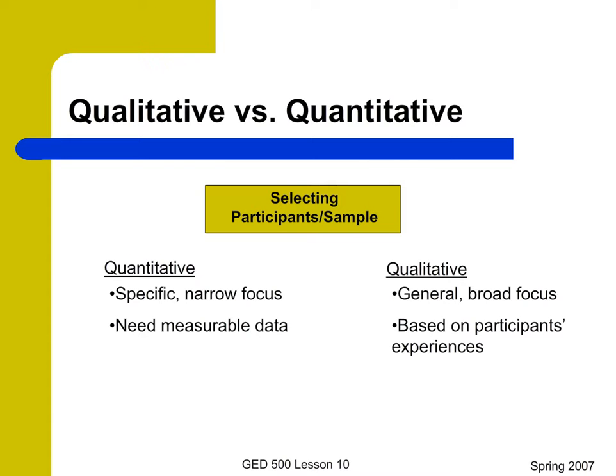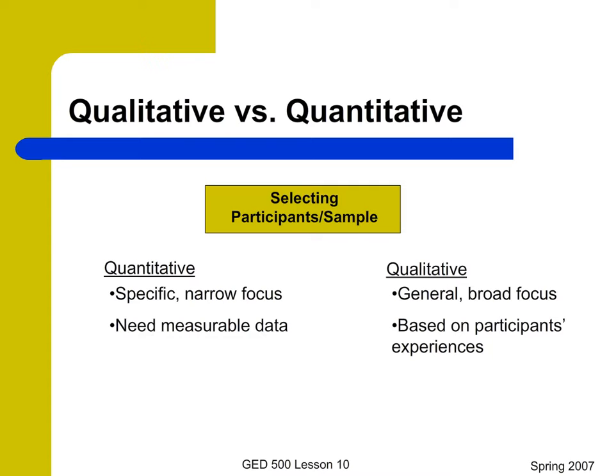So we talked about qualitative versus quantitative data in terms of the problem statement, purpose statement, and literature review earlier in this summer session. So now we can look at what it looks like to select participants for a research study. With quantitative data, we know that you look at specific narrow focuses and that you use numerical data. So you need something that you can measure.